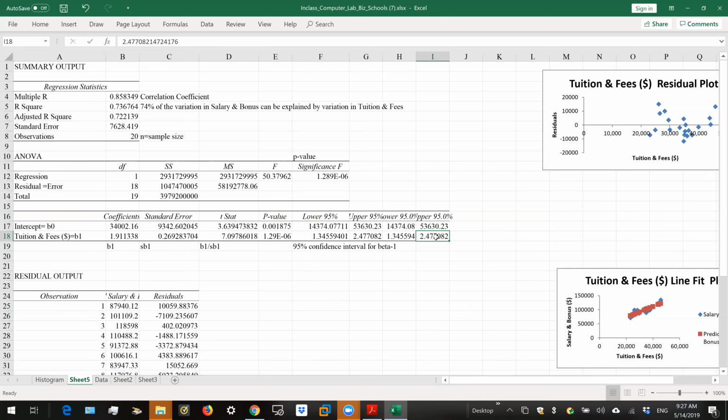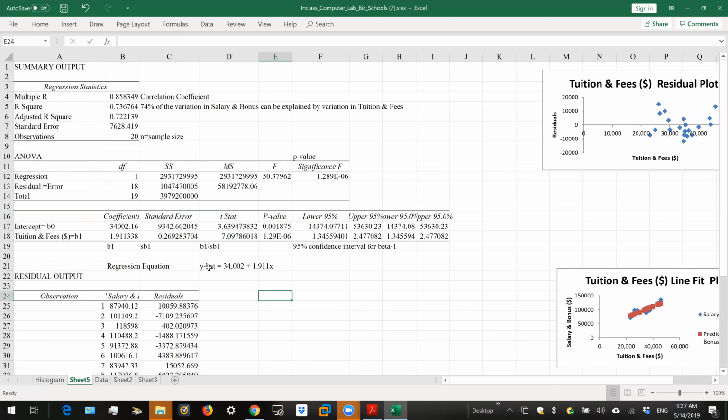Okay, so we can now put in our final results from our regression analysis. And the way we would do that is we could type here y hat is equal to 34,002, which is the B0 number, plus 1.911 times X. This is our regression equation. And the trend line that we calculated earlier on the scatter plot, this is the formula for that trend line.